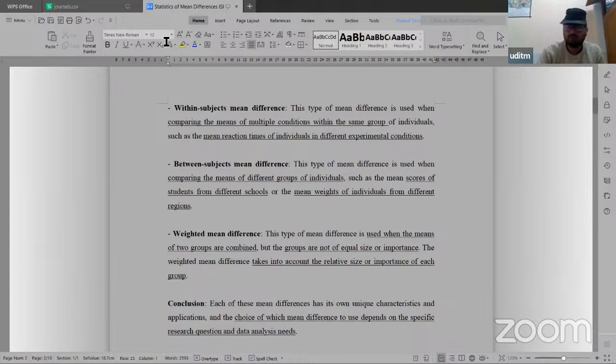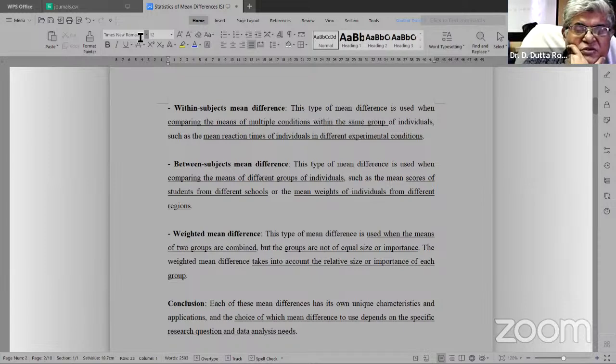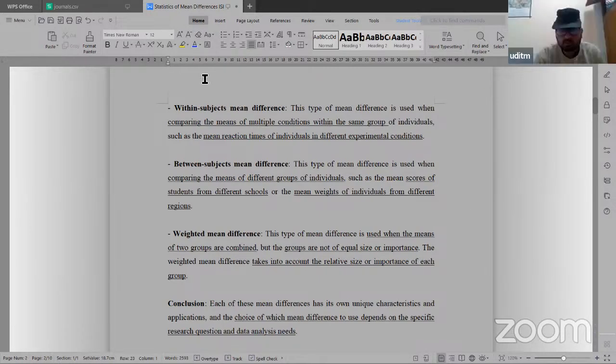Okay, sir. So weighted mean difference, that is good, but there is a formula of the weighted mean difference. Please look at it. Okay, sir.